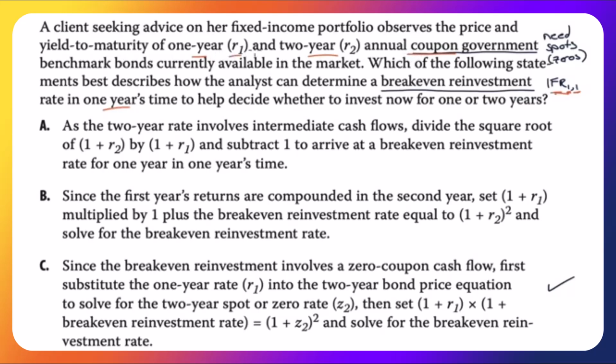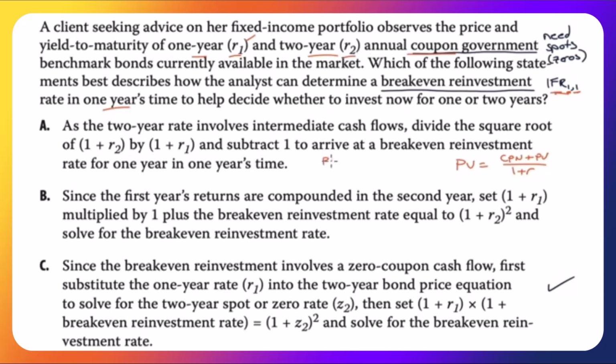For the 1 year, it doesn't really matter. Present value is equal to, what are we going to have? We're going to have our coupon, plus we're going to have our principal, and it's just discounted at one rate. So it really doesn't matter. Whatever R1 is, we can use it. But we can't use R2.